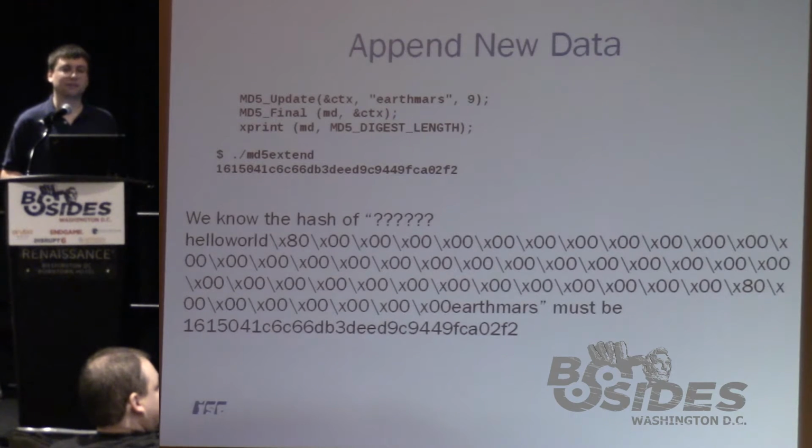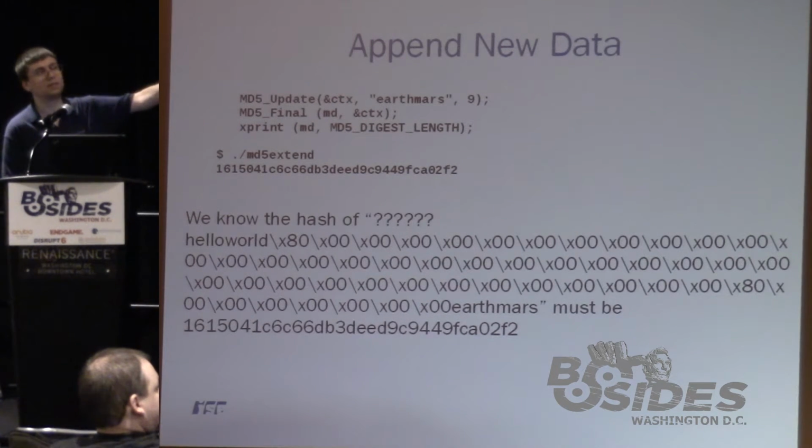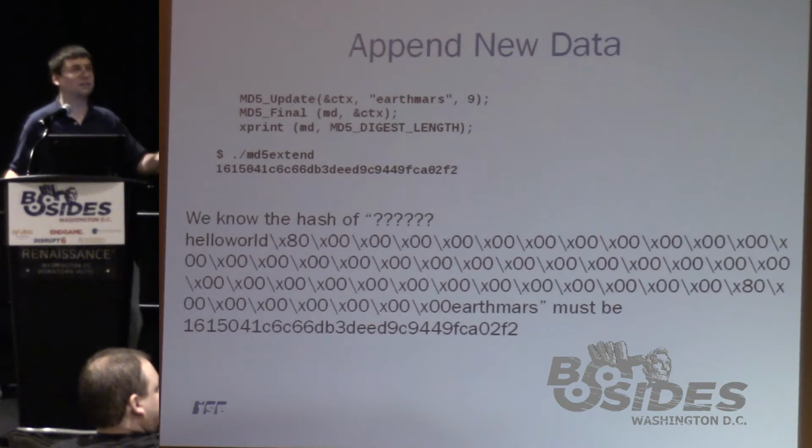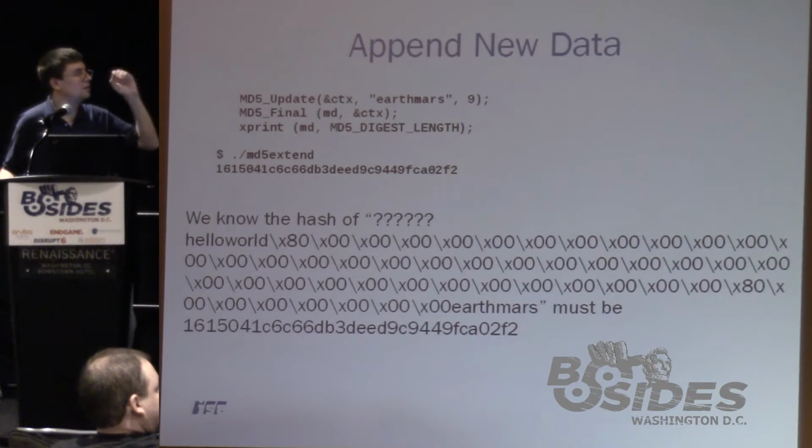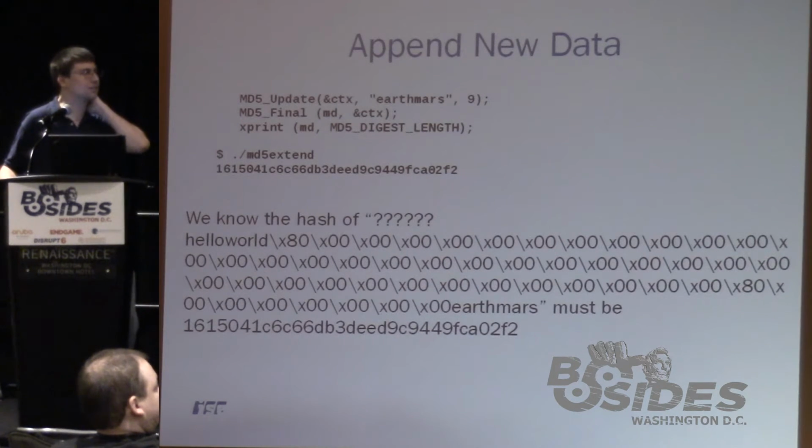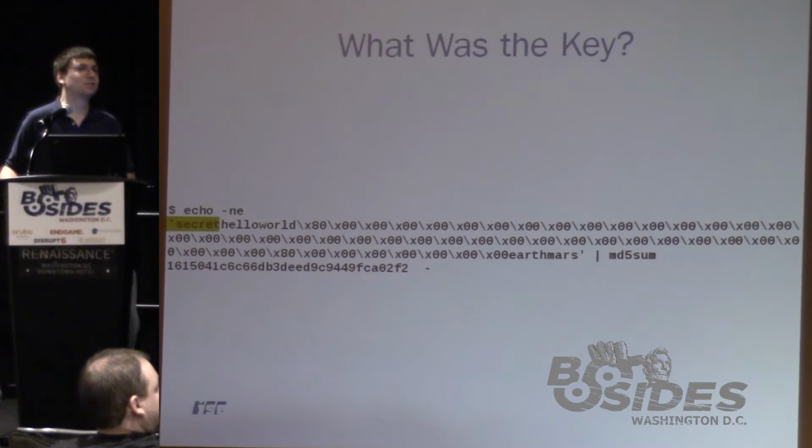Run that Earth Mars through there, and MD5 final will add the padding again and release the hash. And we notice we run that program and we get this hash. What this told us is the hash of this synthetically constructed string, underneath of hello world, padding, Earth, Mars, and in reality, padding again, is that value. So we can check that by manually taking the MD5 of this string and seeing if we get the same value, and we do. So that's a length extension attack.